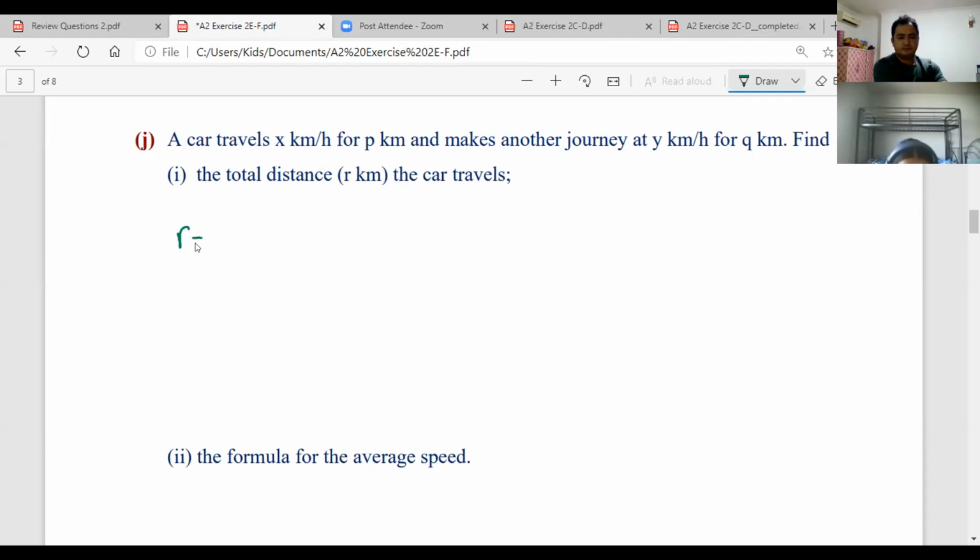R equals X plus... no, X times... no. P. Here, Shahina, if you don't understand this kind of question, you need to draw it immediately.